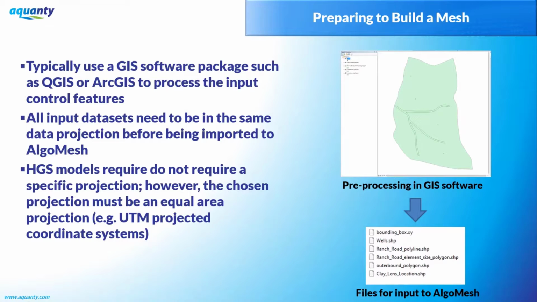At this point, you should also be checking that all of your input data sets reflect the features that you want to build in your mesh, which is much easier to do in GIS software because you can compare against maps or air photos more easily. And once you're happy with all of your features, you want to save them as shapefiles so that they can be imported into AlgoMesh.